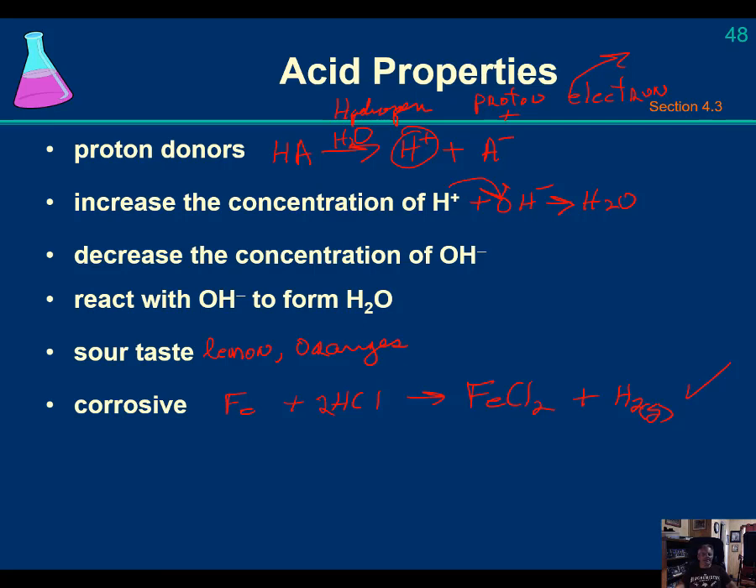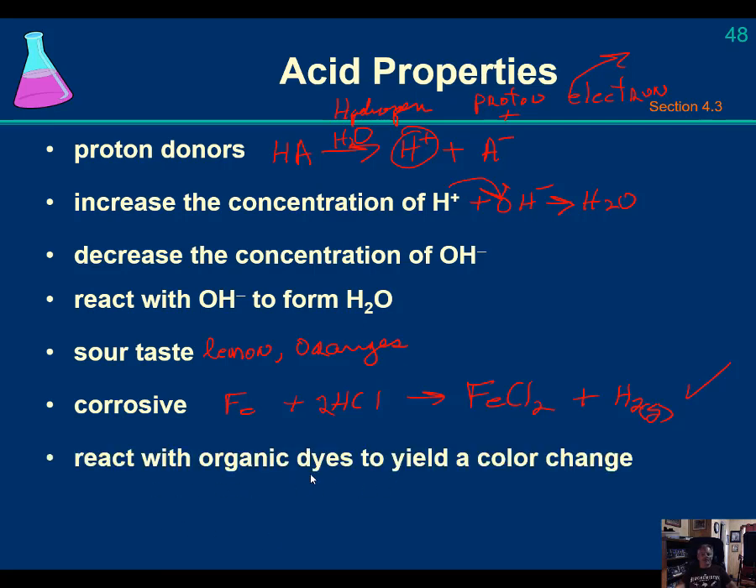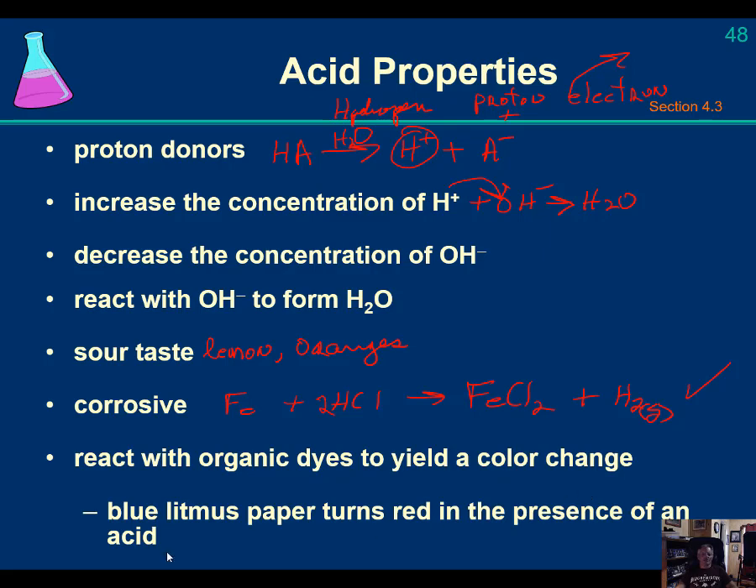Continuing with acids, they react with organic dyes to yield a color change. Blue litmus paper turns red in the presence of an acid. There's also a universal litmus paper, which is tan in color. It will also turn red in the presence of an acid.